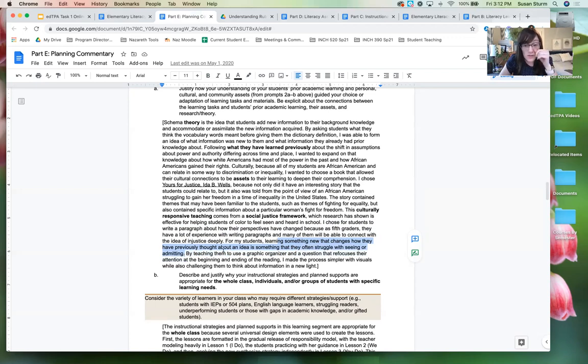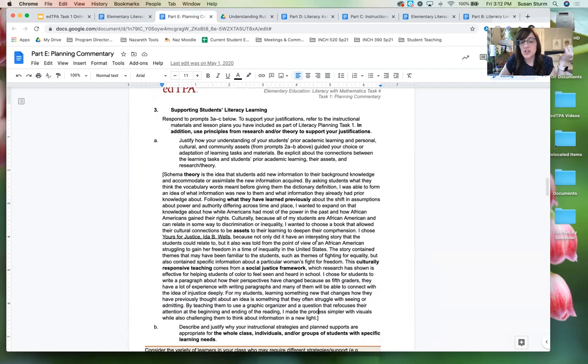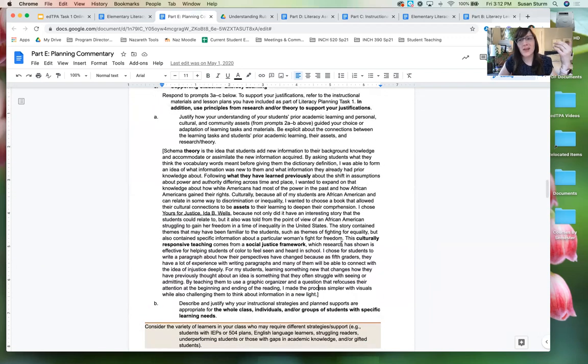By teaching them to use this graphic organizer and a question that refocuses their attention, I made the process simpler, while also challenging them to think about new information in a new light. It's a good answer. It's a strong answer. It does all the things that it needs to do.